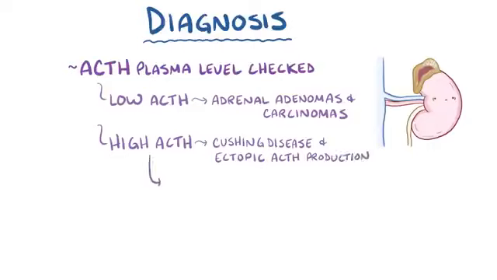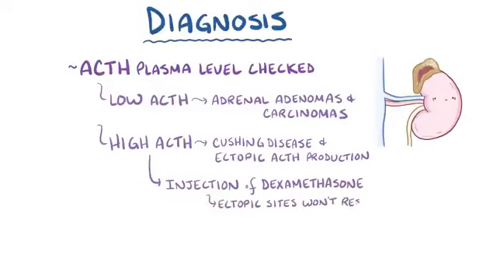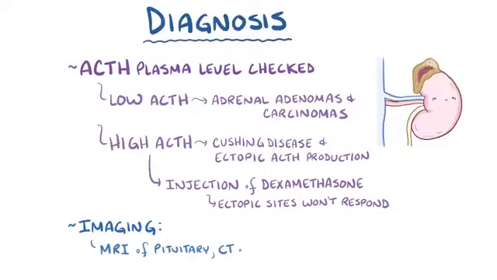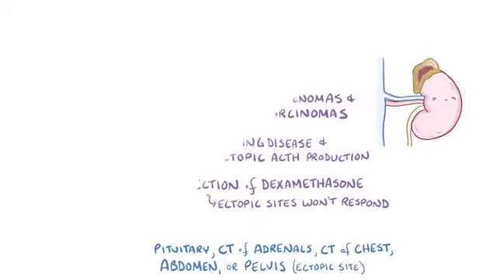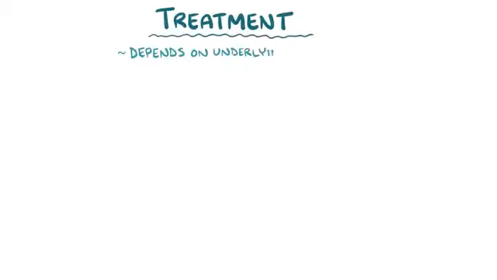If the ACTH level is high, the next step is to give an injection of a high dose of dexamethasone. Unlike pituitary adenomas, ectopic sites of ACTH production typically don't respond even to high doses of dexamethasone, and the serum cortisol remains high. After all that, imaging can be used. An MRI of the pituitary gland in the case of Cushing disease, a CT scan of the adrenals when adrenal pathology is suspected, or a CT of the chest, abdomen, or pelvis if there seems to be an ectopic site of ACTH production.